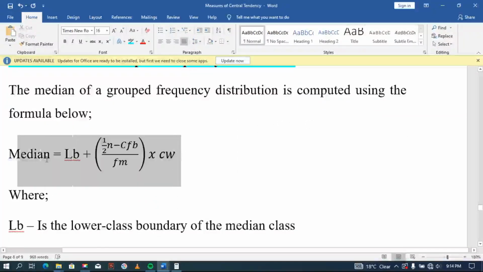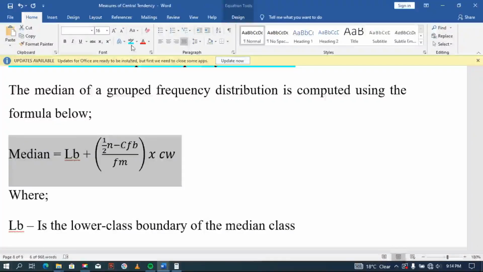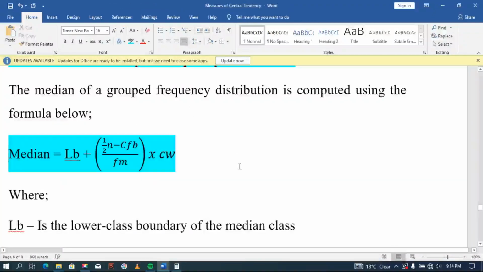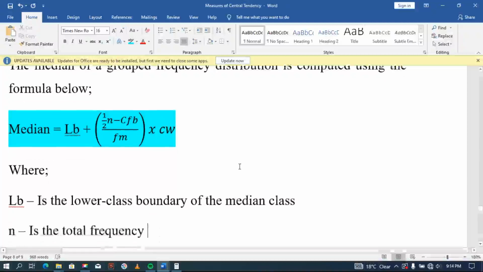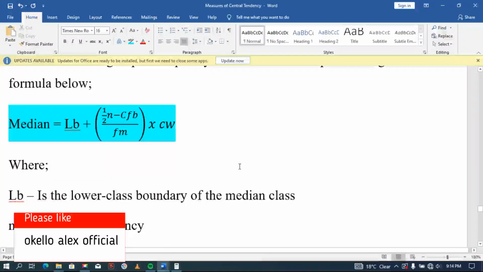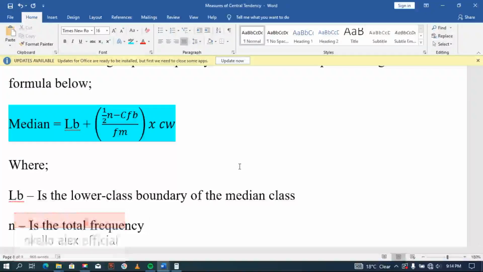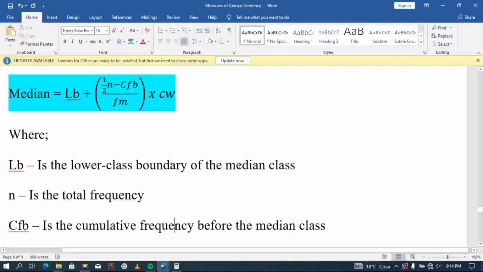So we have LB. LB is the lower class boundary of the median class. Then plus a half of n. Of course, n is the total frequency. N is the total frequency minus CFB. Now, CFB is the cumulative frequency before the median class.